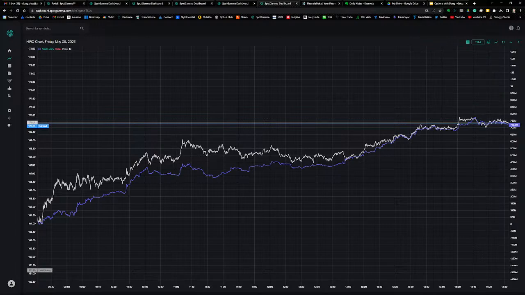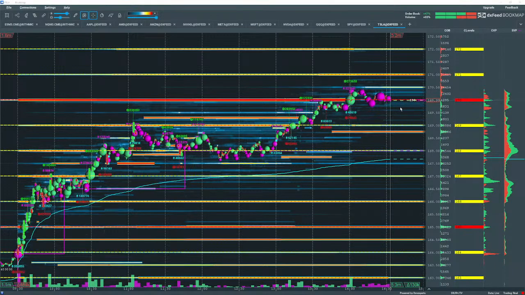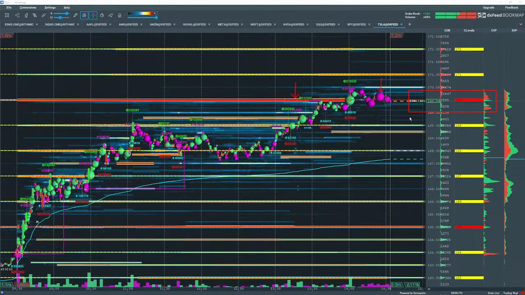So let's go take a look at the Bookmap. And there's the 170 call wall. And there was some liquidity there. Some resting sell orders at the 170 level, shown by the heat map there. And note also the pink volume dots starting to come in, aggressive sellers, as price has reached that level.